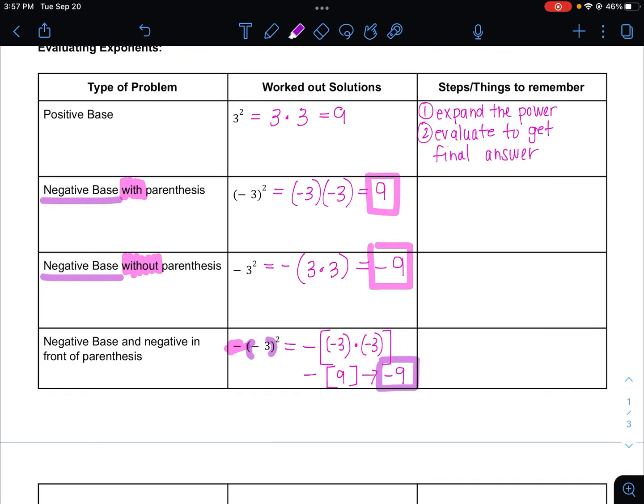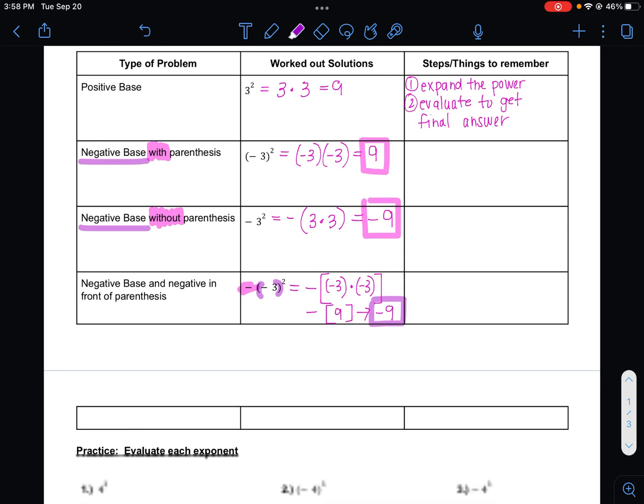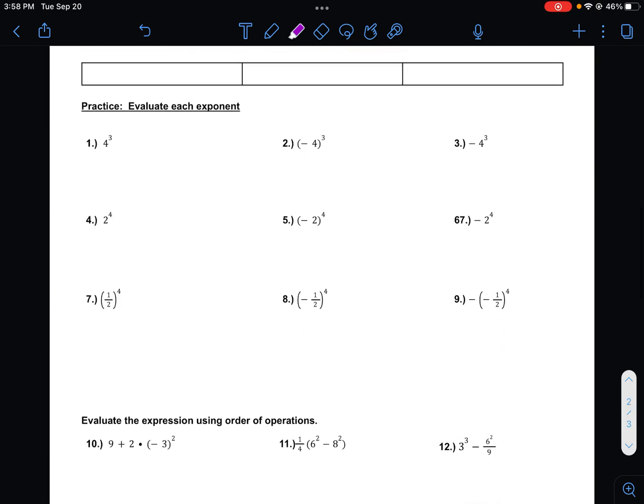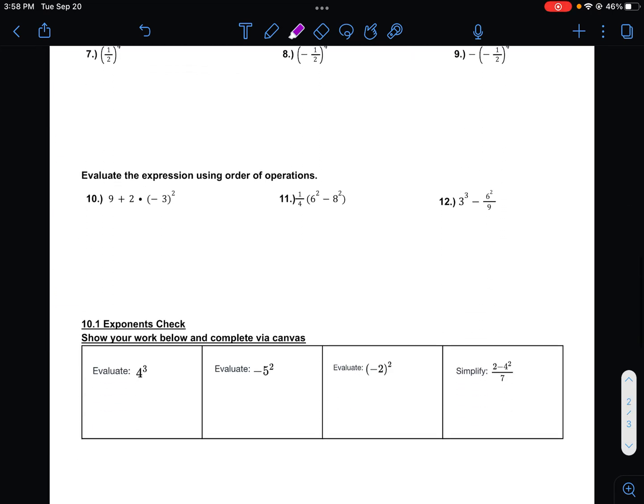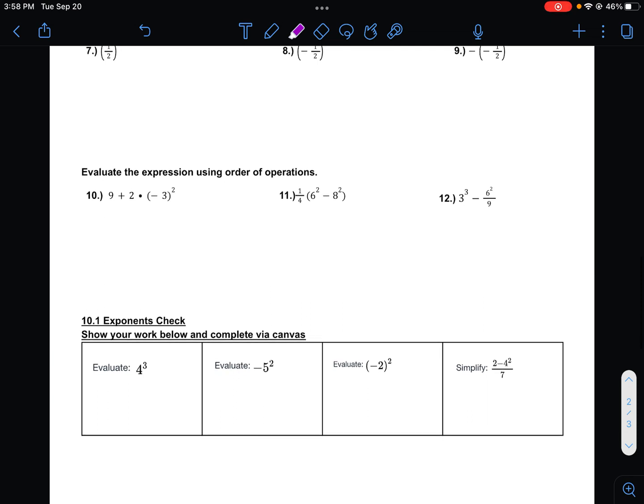So really the only things you need to remember for these are expand the power and evaluate to get the final answer. And this is all obviously based upon the exponent at the top. All of these were to a power of 2. And then be careful with those parentheses, whether they travel with or without the number. You're going to do the practice, evaluate the expressions practice using order of operations, and then you're going to do your check, make sure that gets put into Canvas.